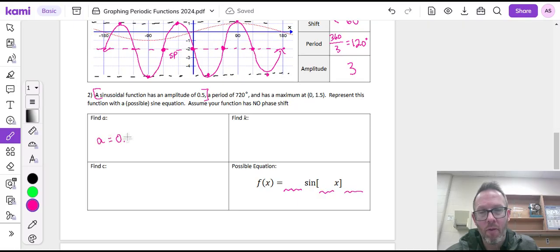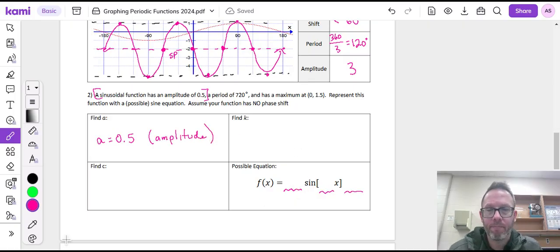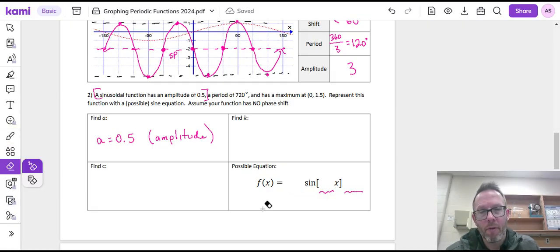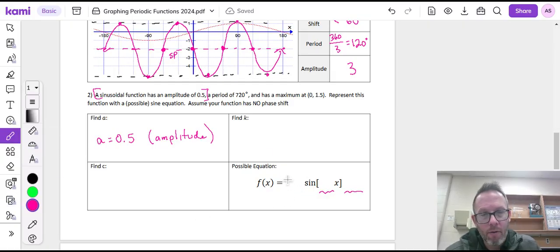That means that we know the A value is just 0.5. We get that because we were told the amplitude. So our first blank, 0.5.